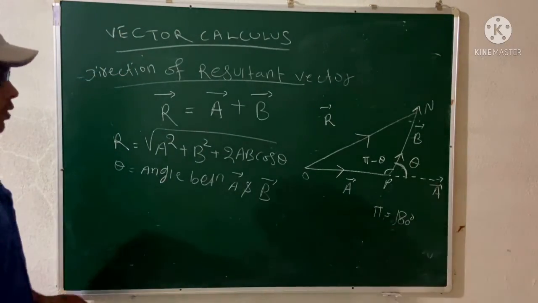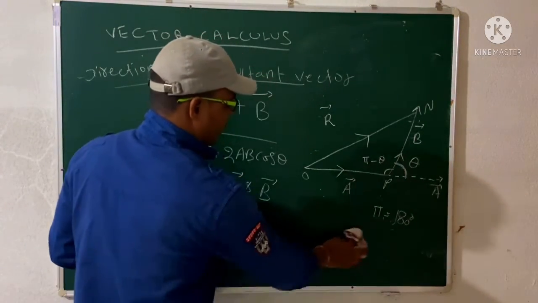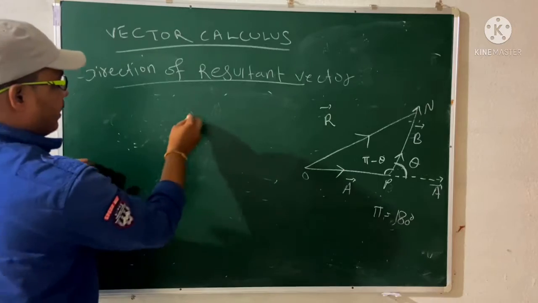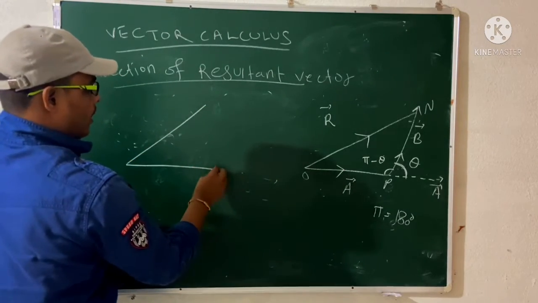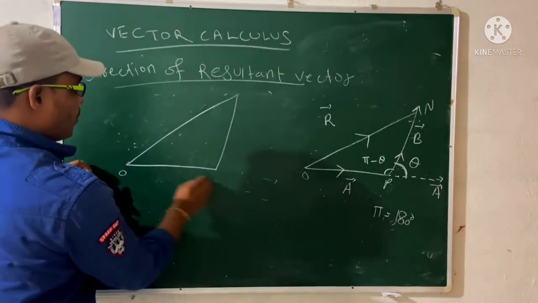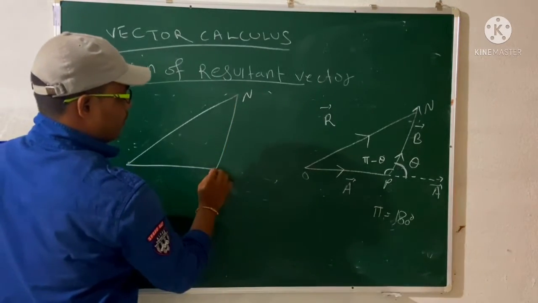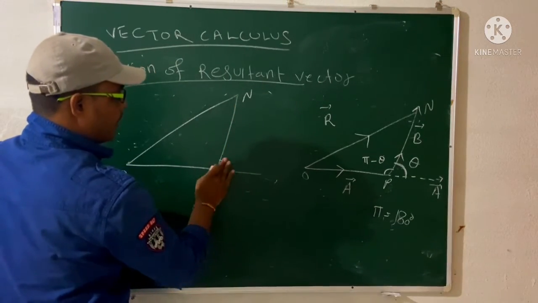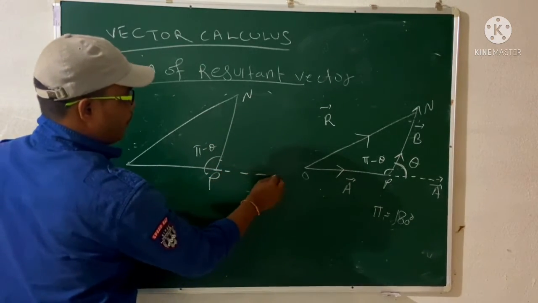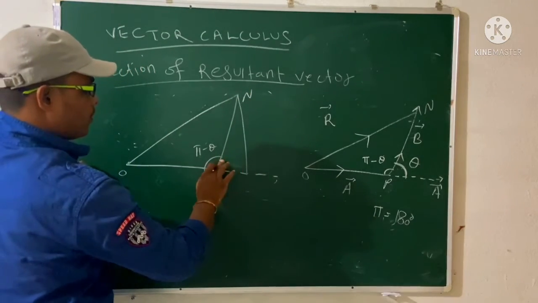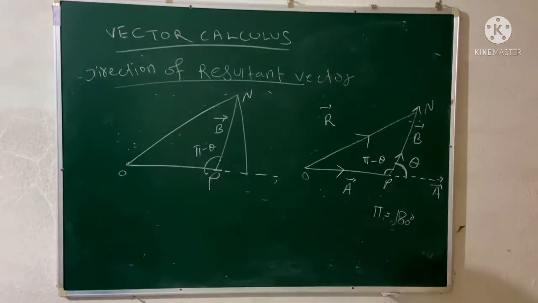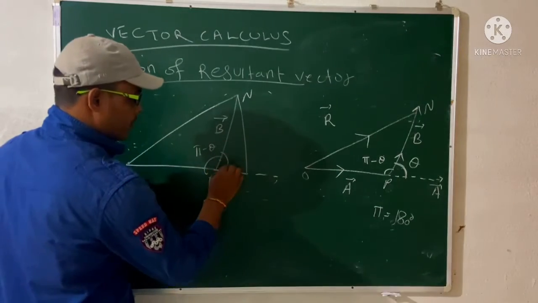Okay. So look at the graph clearly. What we have obtained: we have this and this one is your B vector, and this is the resultant vector. So this is O, P, and this is N. So this angle is theta. So remove that angle. We have this angle pi minus theta, right? So draw a perpendicular here. So this one is your B vector, right? So this one is B vector. So this one is theta.